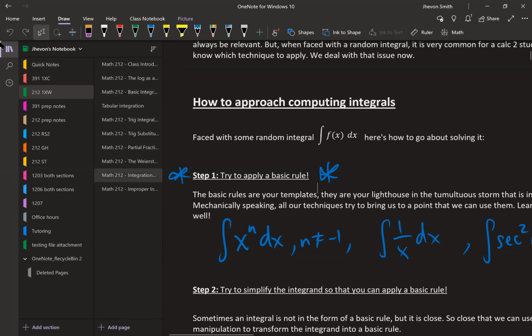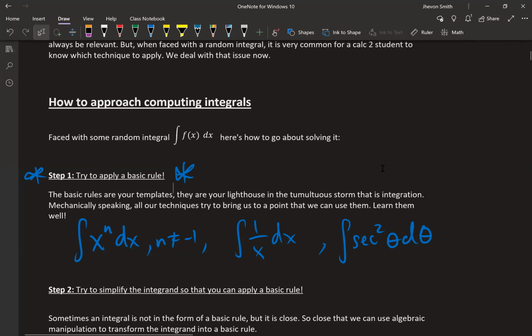Okay, so that's the first thing. Know the basic rules and then immediately try to spot them. That is step one. This is the first thing that the integral grasshopper must do.